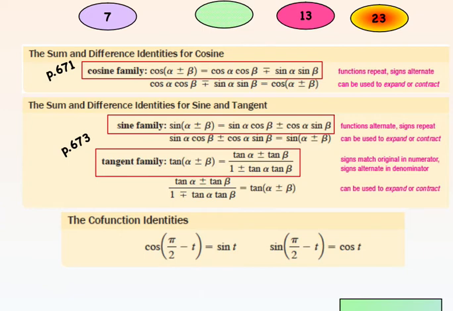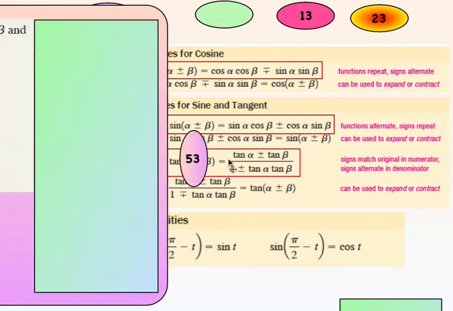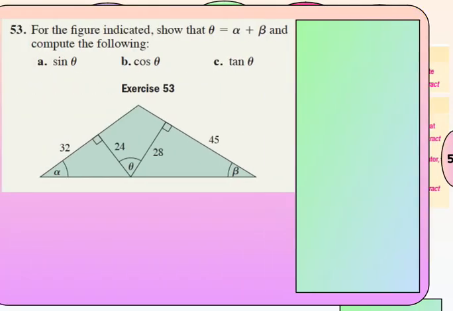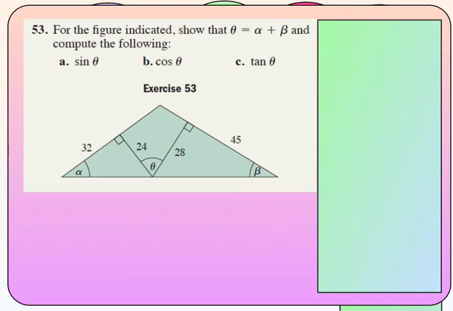All right, the last thing we're going to take a look at is number 53. This one's kind of complicated, has a lot of pieces to it, and will take us a little while.